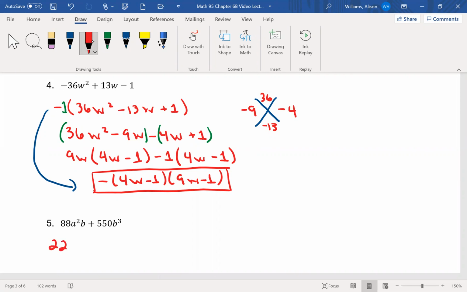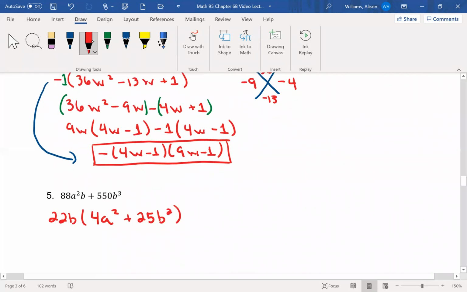Looking at the variables, they both have b in common. And since this one has a single b to the 1, I can factor out a b. That leaves me with 4a squared plus 25b squared. Now what's in here, I have two terms, so I can try difference of squares, but difference of squares isn't going to work because this isn't a negative. It has to be a negative in order for it to work, and it's a positive. So this is done. This is the final answer.